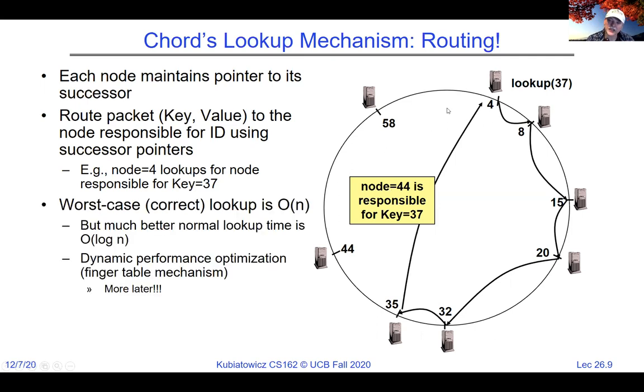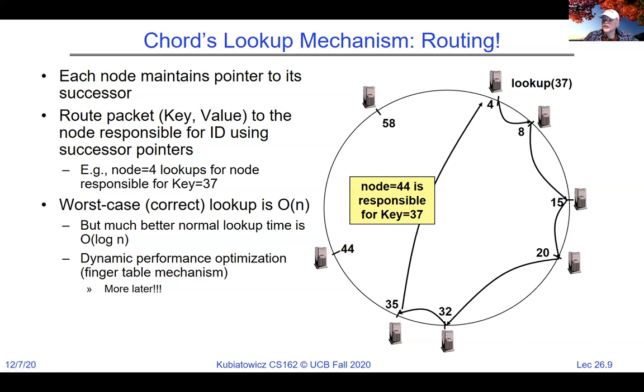Now, you can see that this doesn't seem very ideal, because if I've got 1,000 nodes that are storage nodes, I may have to take many hops to find out what I want here. It turns out that the worst case lookup here is order n, so that's probably bad. But we're going to show you how to get log n in a little bit. It's going to be a dynamic performance optimization, and that's going to be pretty interesting.